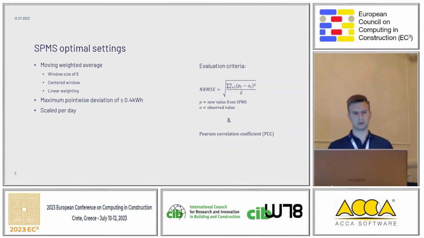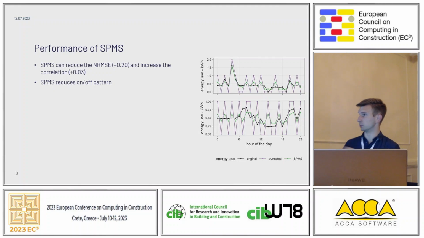If we analyze now the performance in a bit more detail, we can actually see that over the whole data set, we were able to reduce the normalized root mean square error by 0.2 and increase the Pearson correlation by 0.03. If you look at these two graphs, these are simply two exemplary days. We are quite successful in reducing these on-off patterns. So the violet curve, that is what usually is available at the district heating company. The green is what we obtained, and the black line is what is originally actually measured at the building level.